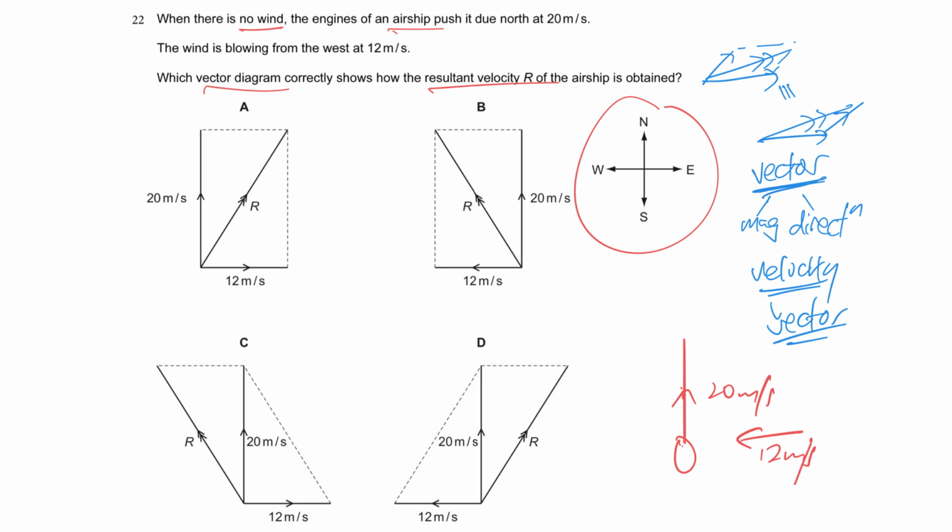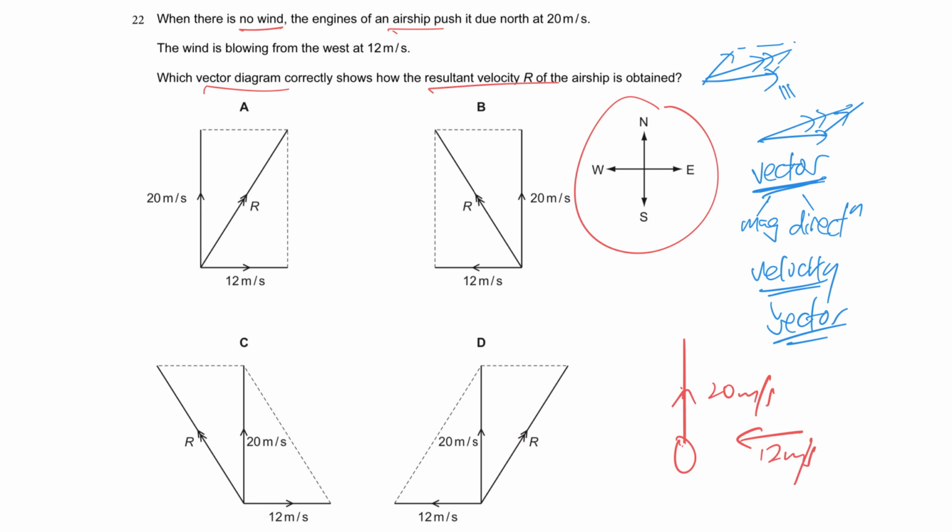Now, as you know, if there's no wind, it will just go directly straight towards the north direction. But if there's a wind blowing to the left, obviously you will not continue to go straight. You will be blown to the left-hand side, more towards the west. All right, so that will be your resultant. This is something you should know.